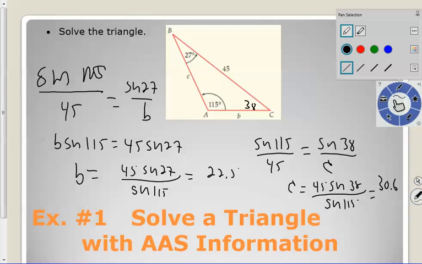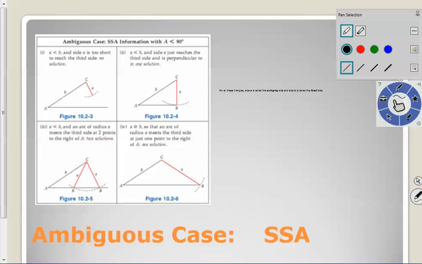What I want to talk about next is the ambiguous case. In this case, the side-side-angle. Sometimes you have a side where a triangle can't happen. Sometimes you have it where one triangle happens. Sometimes you have it where two triangles happen.